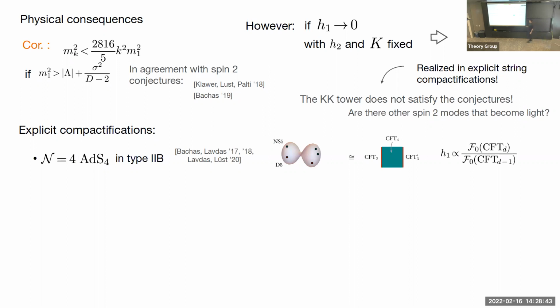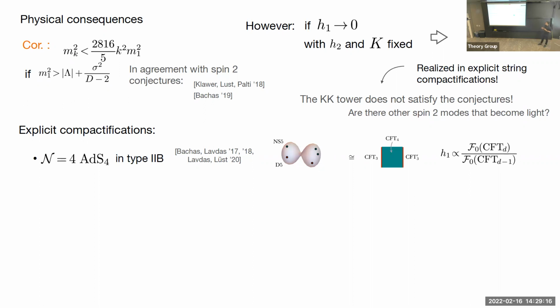One example is this class of N=4 AdS4 compactifications in type IIB by Bachas and Lavdas, and then refined by Lavdas and Lüst, where the internal space has the shape of two large bags connected by a thin bridge. They computed the mass of the first spin-2 field and found it's very light. And now you understand why in general: it's a consequence of the first Cheeger constant going to 0.